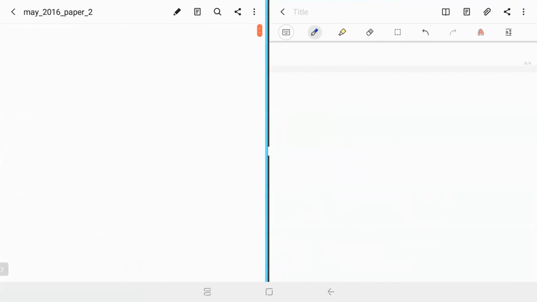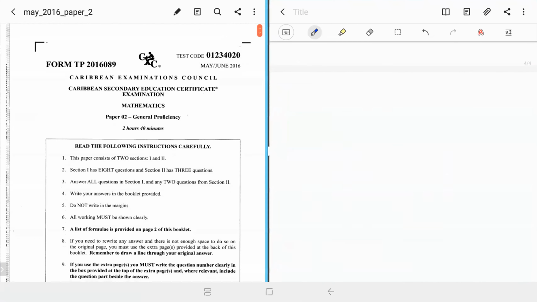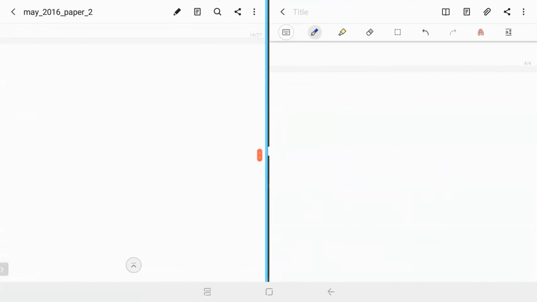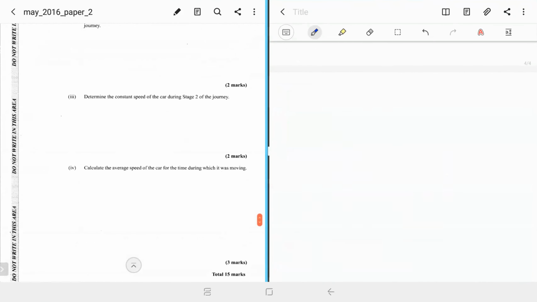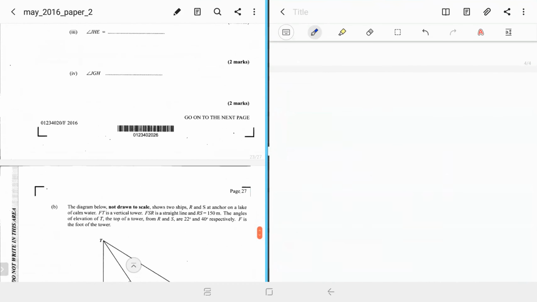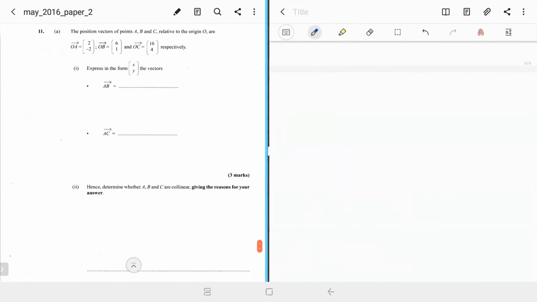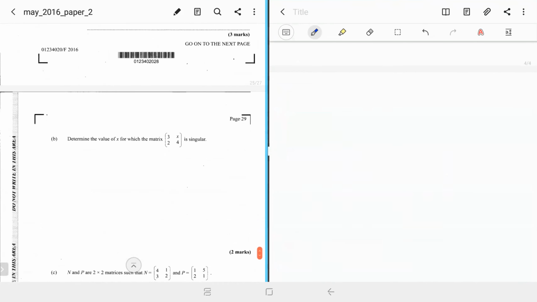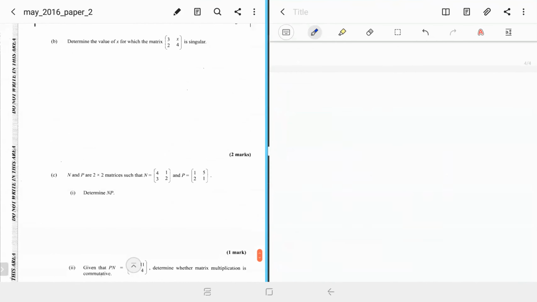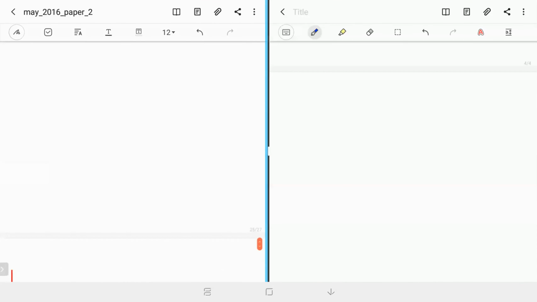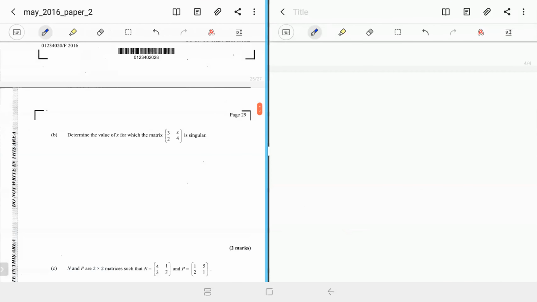See, this is an exam paper, right? Everybody can see that? It's an exam paper. So I'm going to show you a question on it now. It's down at page 29. All right, page 29. See there? That's a matrices question right there on the exam paper. I can actually do it right there on the paper too, you know. Let's do it right there on the paper. Everybody can see it?